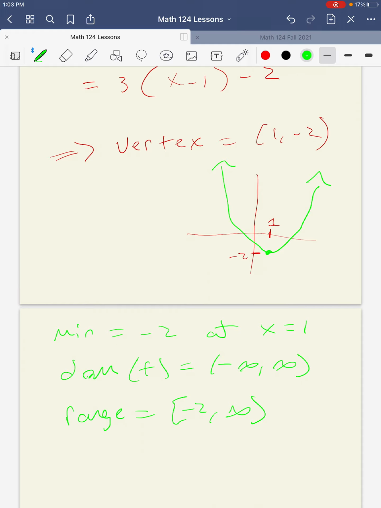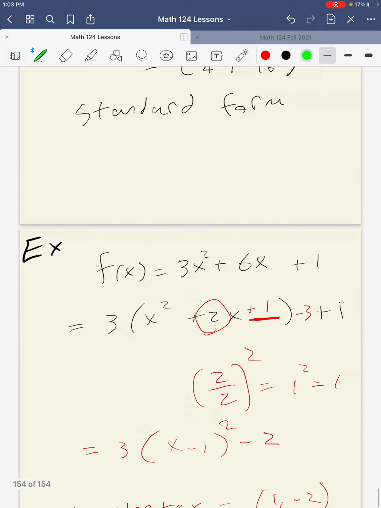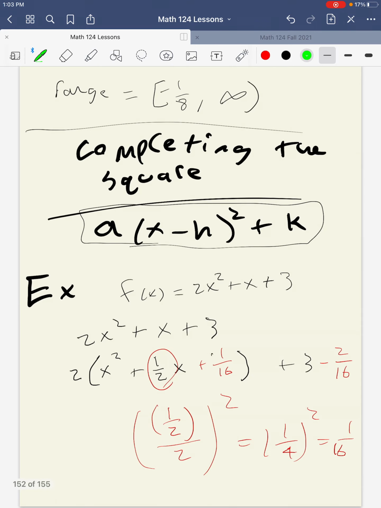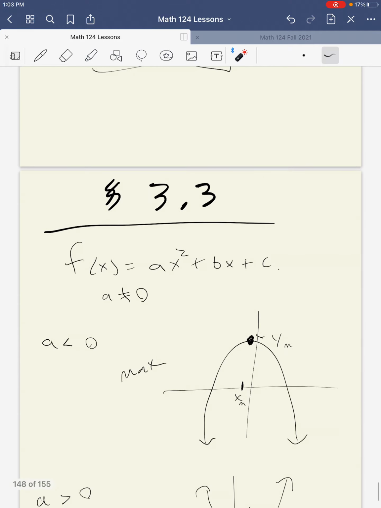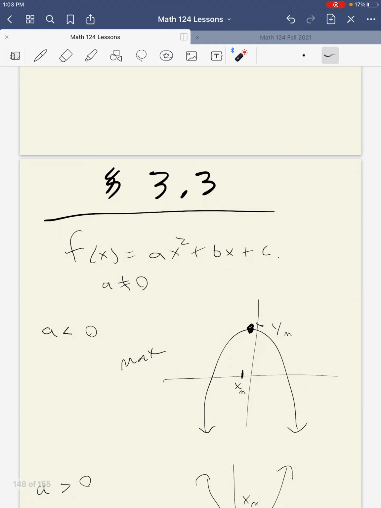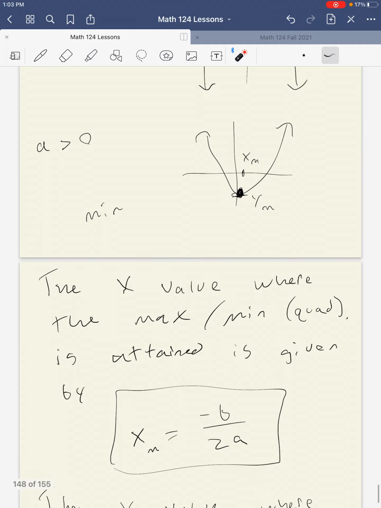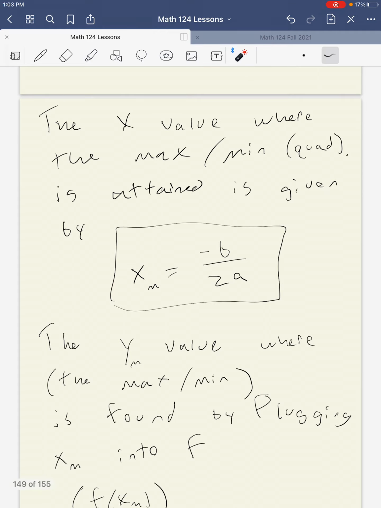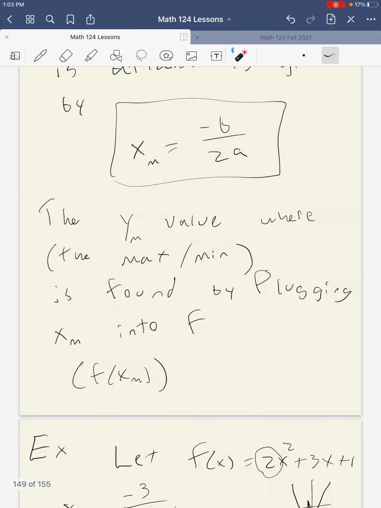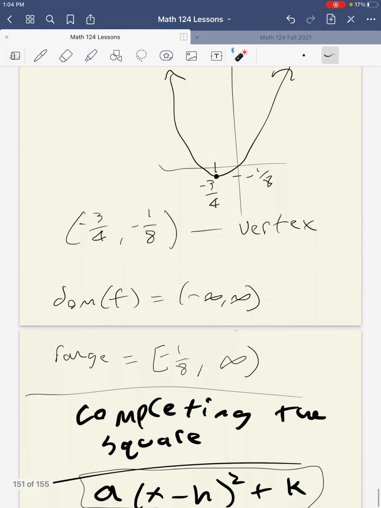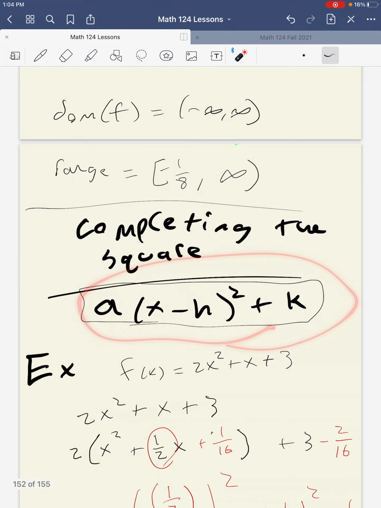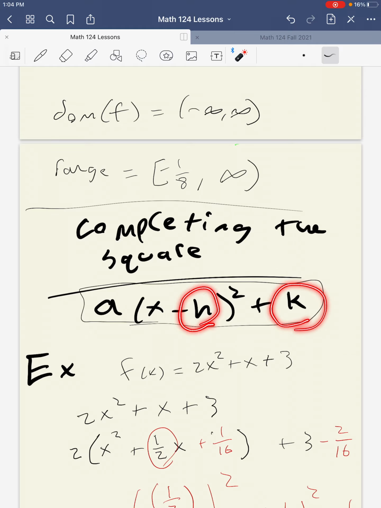Okay, so those are the two methods we can use in this section. Again, we start with an equation that looks like ax squared plus bx plus c, and we could either plug into this formula to find the x value of the vertex and then plug the x value into the function to find the y value. That will get you the vertex. Or you can complete the square to write your function in standard notation, which gives you a vertex at point (h, k).